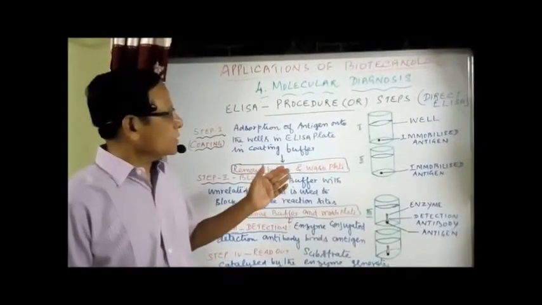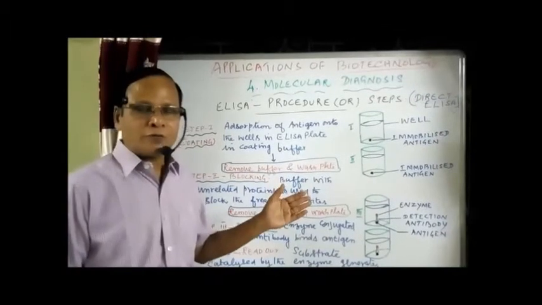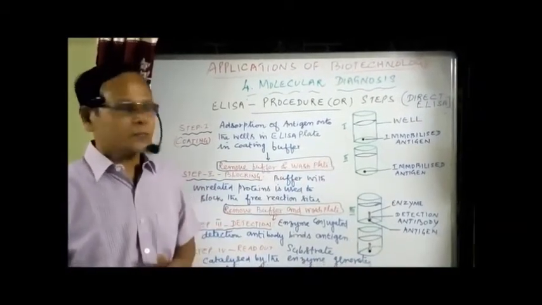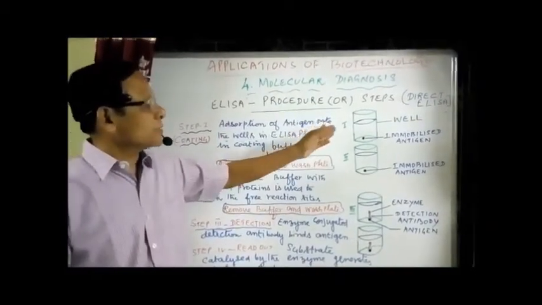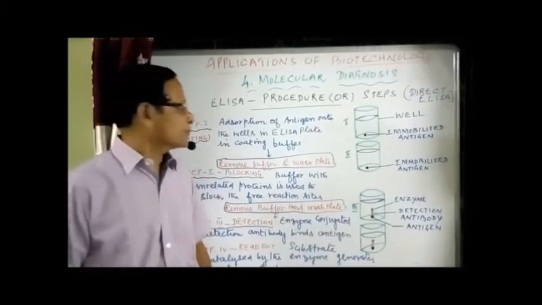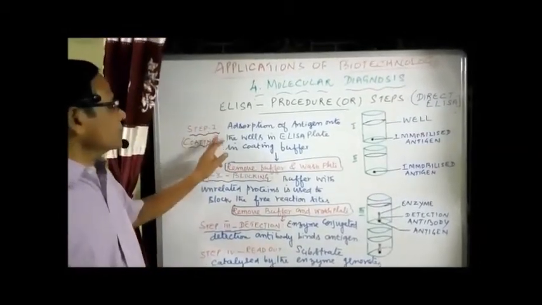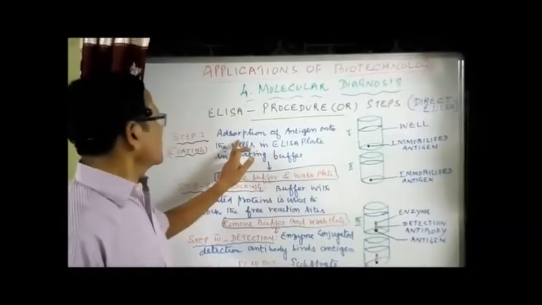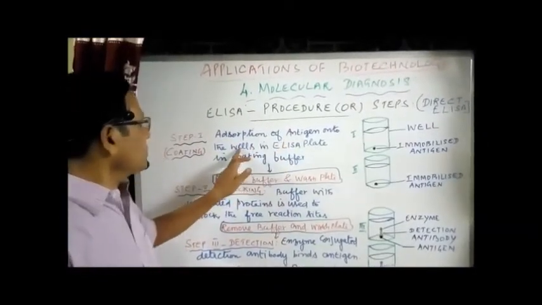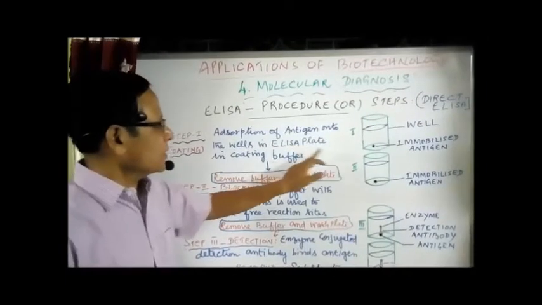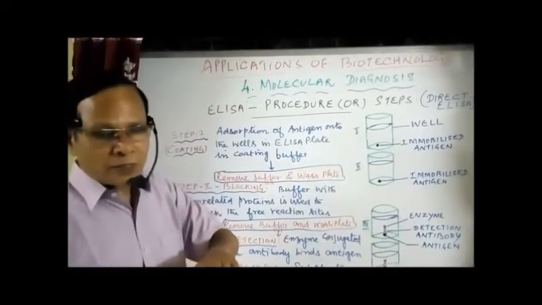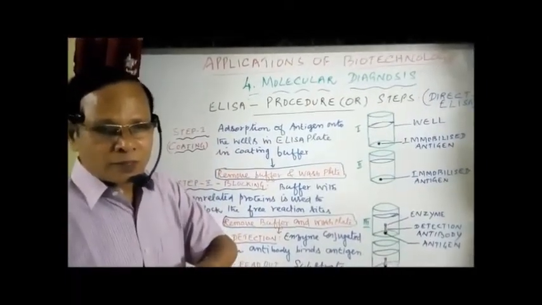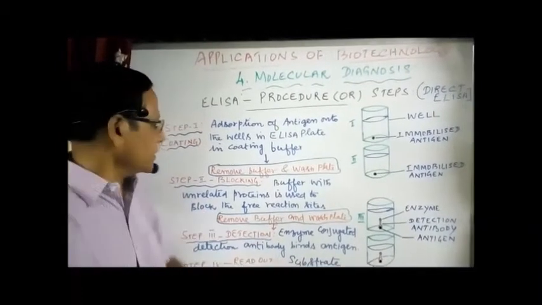The following illustrations show the various steps involved in the ELISA test. What I represented is nothing but the direct ELISA test. Step 1: adsorption of antigen onto the wells in the ELISA plate. At the base we have the ELISA plate, otherwise called a microtiter plate or polyvinyl chloride plate.